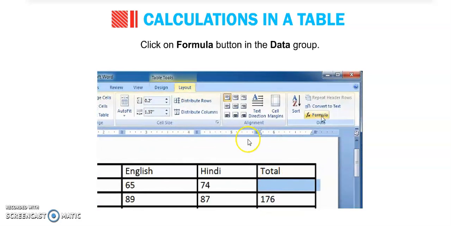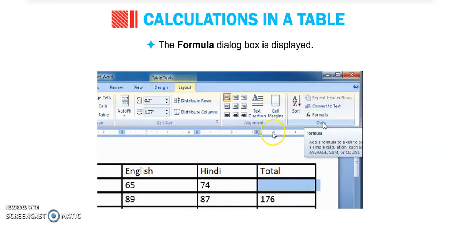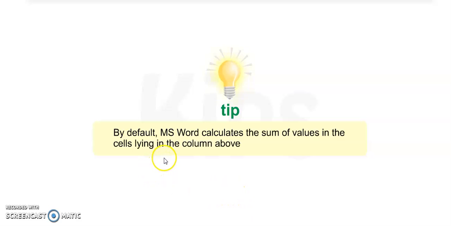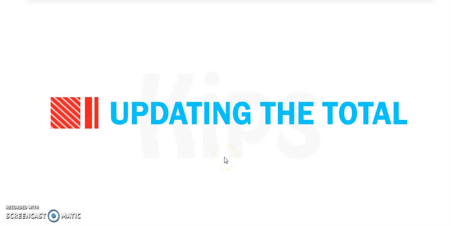So for this, you click on the Formula button in the Data group. The Formula dialog box will be displayed. Note that the SUM formula is already displayed. Click on the OK button. Now you can see the total will come in that column. By default, MS Word will calculate the sum of values in the cells lying in the column above or in the row to the left.